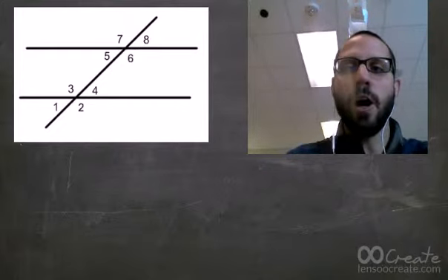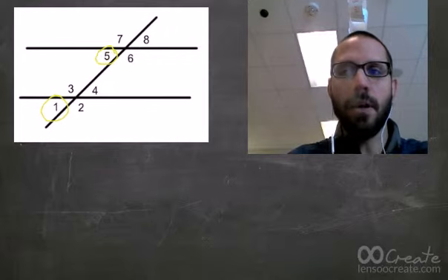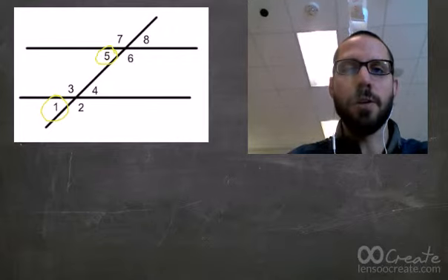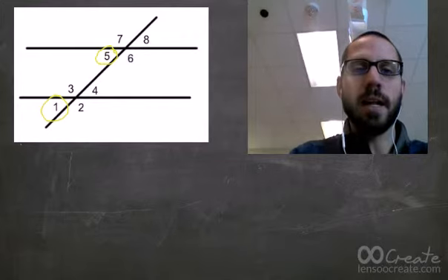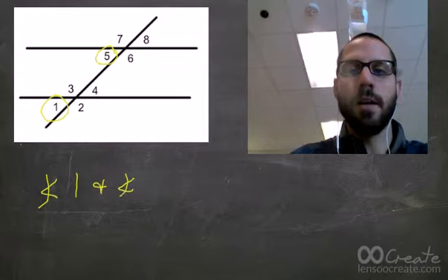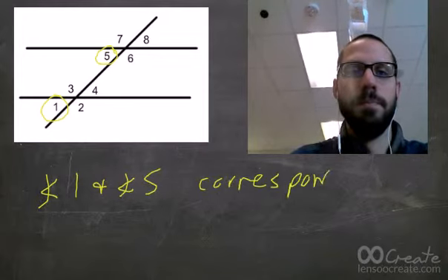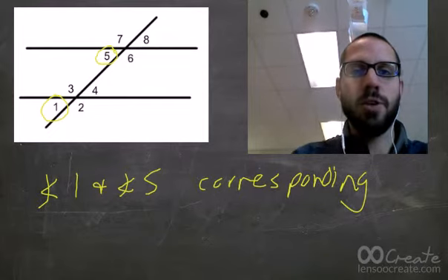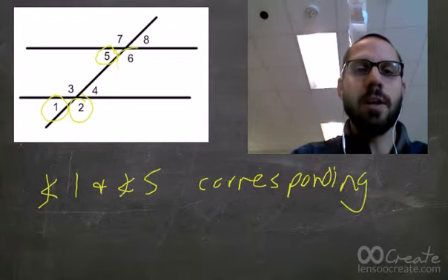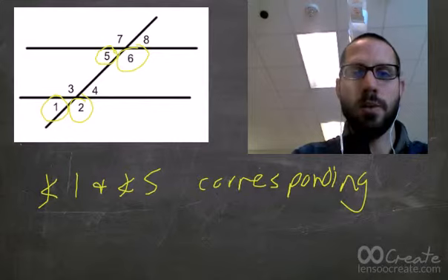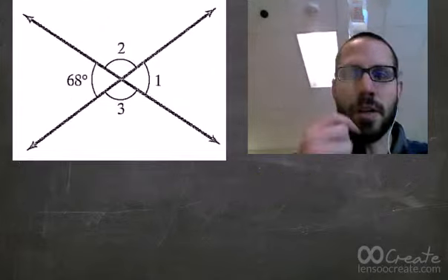And the last thing we have is corresponding angles. If two angles, angle 1 and angle 5, are in the same spot of the intersection of the other line, they are corresponding. Angle 1 and angle 5 are corresponding angles. Angle 2 and angle 6. Angle 4 is corresponding with angle 8. Angle 7 is corresponding with angle 3.